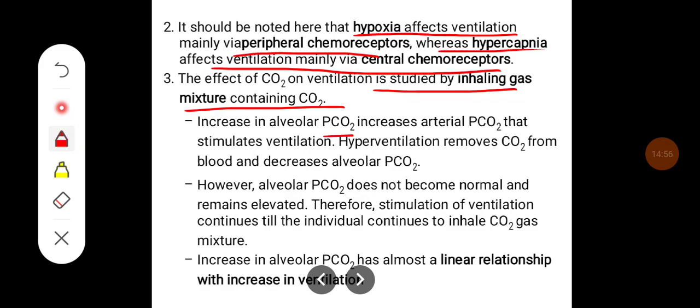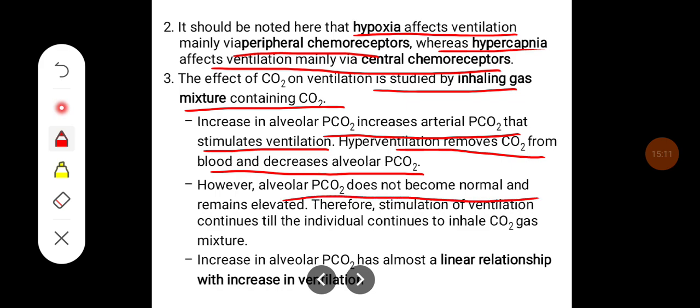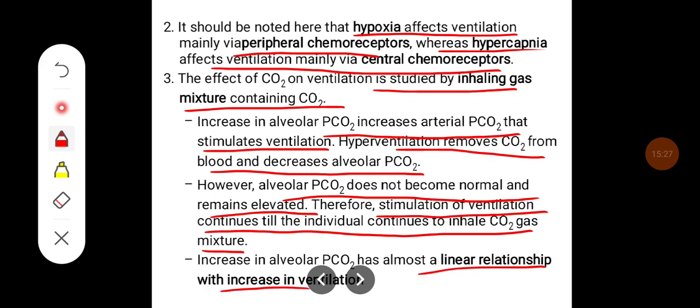Increase in the alveolar PCO2 increases the arterial PCO2 that stimulates ventilation. Hyperventilation removes carbon dioxide from blood and decreases the alveolar PCO2. However, alveolar PCO2 does not become normal and remains elevated. Therefore, stimulation of ventilation continues as long as the individual continues to inhale the carbon dioxide gas mixture. Increase in the alveolar PCO2 has almost a linear relationship with increase in the ventilation.